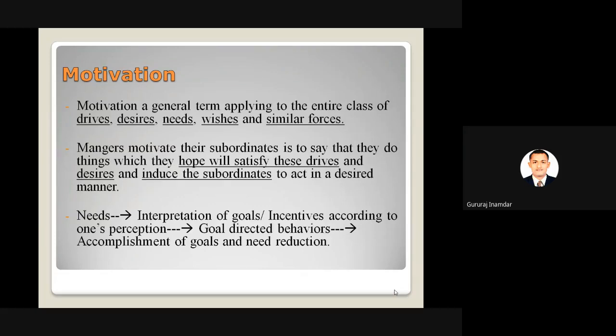Okay, and they will induce the subordinate to act in a desired manner. So what is motivation? We can see that needs will generate interpretation of goals, an incentive according to one's perception. Goals direct behavior, toward accomplishment of the goal. Now, this is a way of motivation.